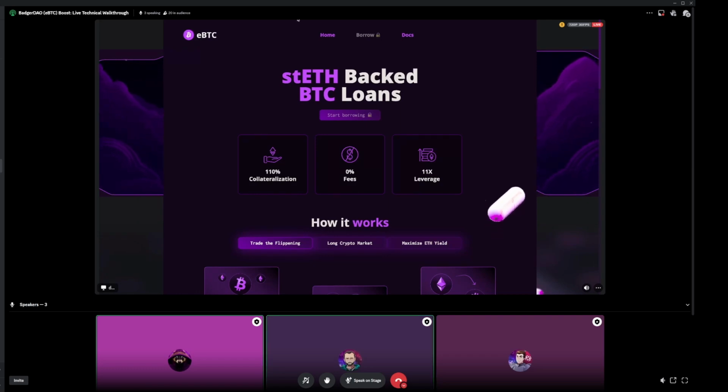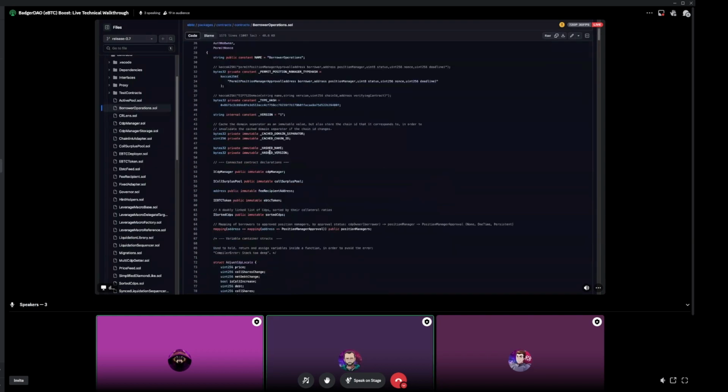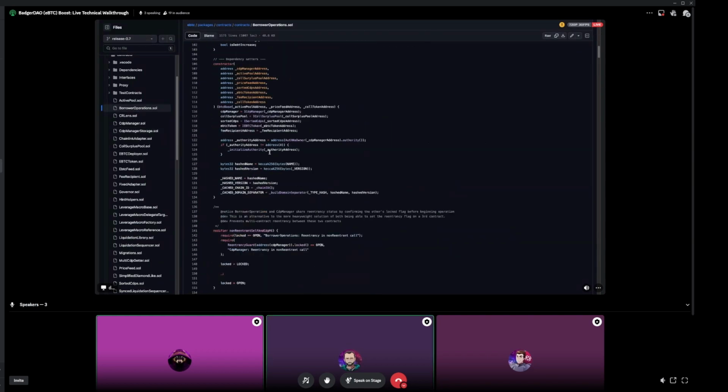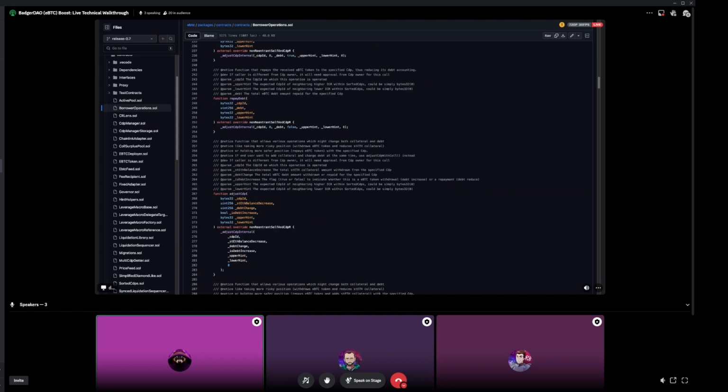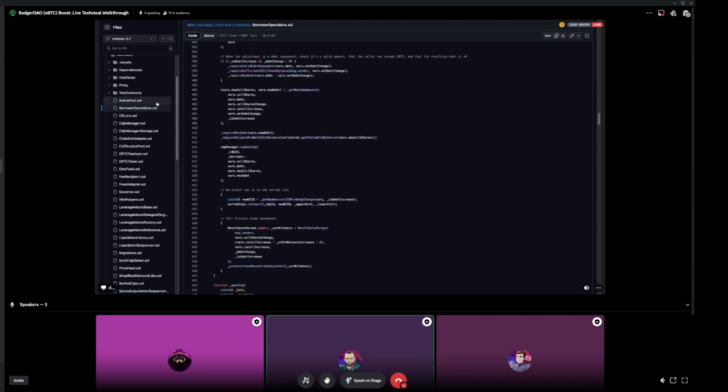As far as the code goes, I'll give a 10,000-foot view there. We have a few entry points. Borrower operations is where the users do their things: opening positions, adjusting their positions, closing them. And this would be the main entry points for users of the protocol.